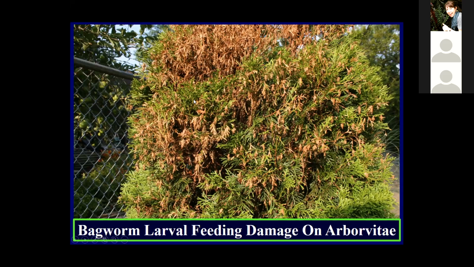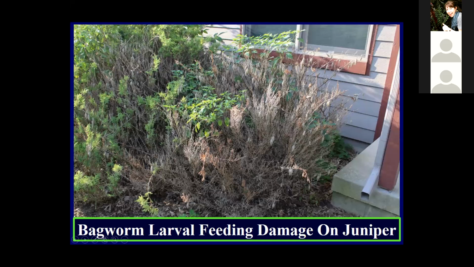If you don't deal with bagworms, they are voracious feeders, and this is what they'll do to a Thuja or arborvitae. And this is what they can do to juniper. That was a juniper, and you can see the other plant around it. It doesn't take long for many bagworms to finally defoliate a tree.